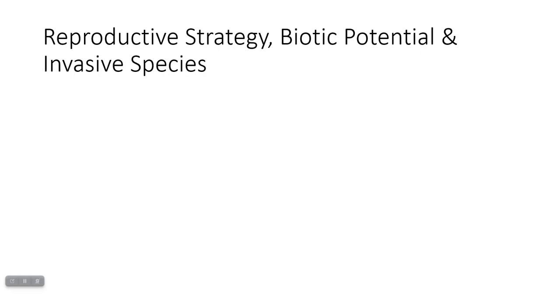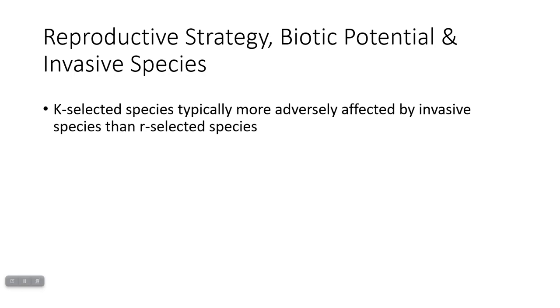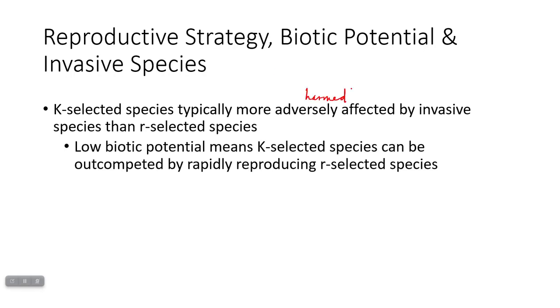And all of these factors, the reproductive strategy and the biotic potential of an organism, can really affect how a species is going to respond to invasive species, which we talked about in the last lesson. So, K selected species are more vulnerable to change because they don't reproduce as quickly. They have a lower biotic potential, which means that they're more likely to be harmed, or in this case, adversely affected, by invasive species. Because of their low biotic potential, they can't reproduce as quickly.